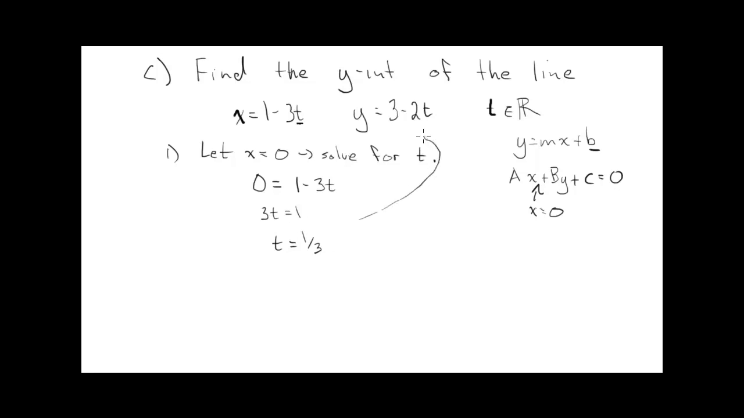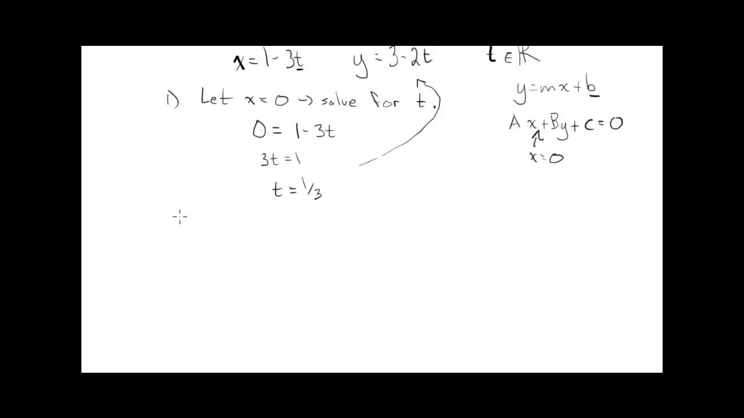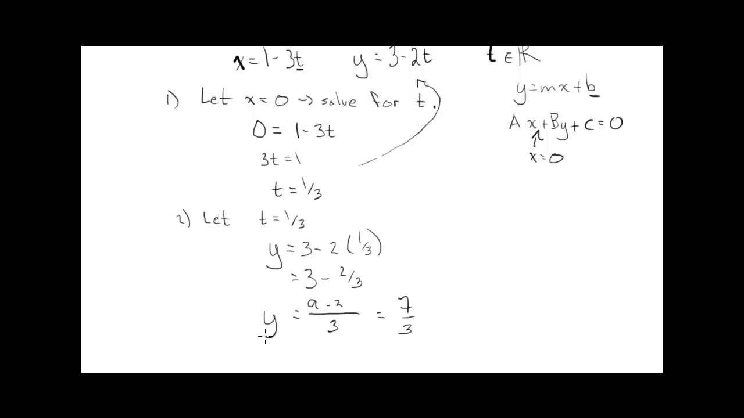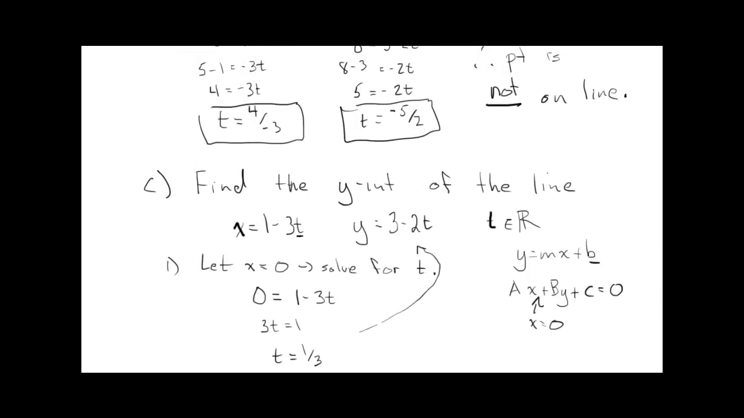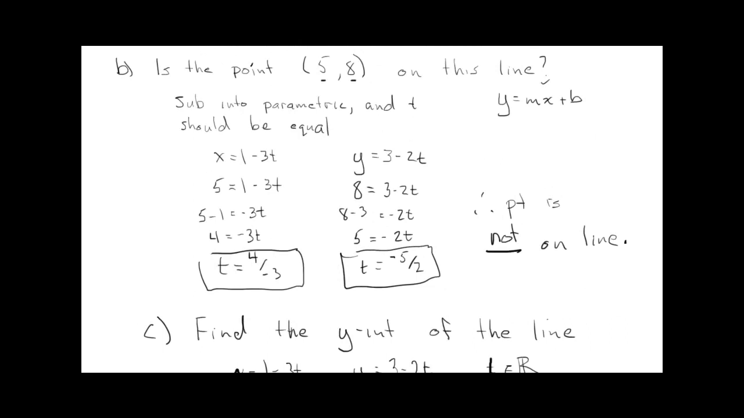So now what do I do with this value for t? Well, now I can put this into the y parametric equation. So step two, let t equal a third. So y is equal to 3 minus 2 times a third. So 3 minus 2 over 3, common denominator of 3. So this is y. So therefore, y-intercept is 7 over 3.